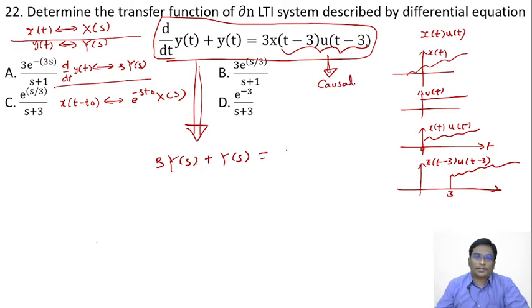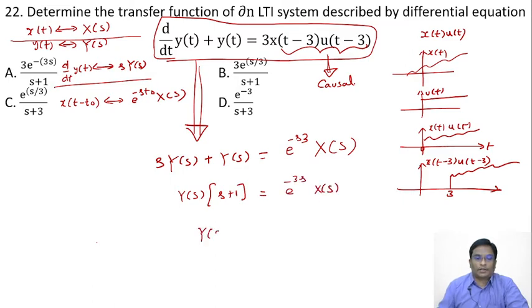X of t, x of s, then x of t into u of t also, x of t in a right-sided signal. Okay, makes the signal causal. Then what is the Laplace transform of this one? E power minus s into 3 x of s. Therefore, if I take y of s common here, this is s plus 1 equal to e power minus 3s times x of s.